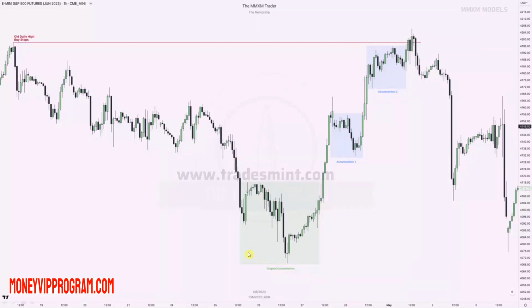Now we identify on the 1-hour where the original consolidation is, right? Down here we've got this nice original consolidation. Price expands up higher, 2 accumulation phases, and then eventually liquidates that high, and now we can scout for a market maker sell model, right? And all up close candles, which are bearish order blocks, should be respected on the way down, and also those bearish arrays, like fair value gaps.